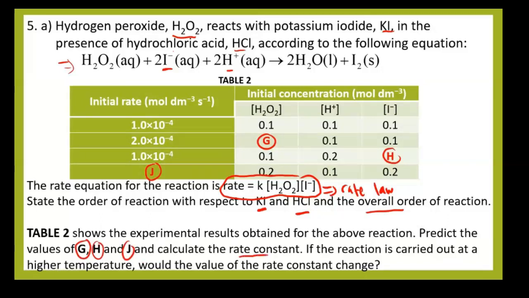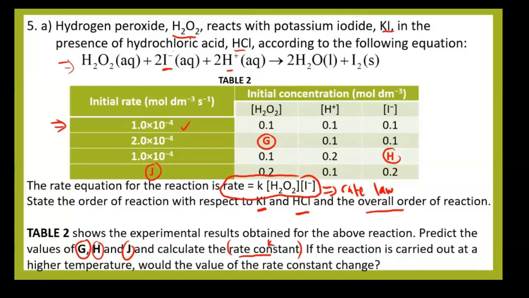the rate constant. From here you can see that in the first experiment, they give you the rate, the concentration of H2O2, the concentration of H plus and the concentration of I minus. So you know that you cannot find G, H and J before knowing the rate constant k. So the trick in this question is that you need to find the rate constant first.